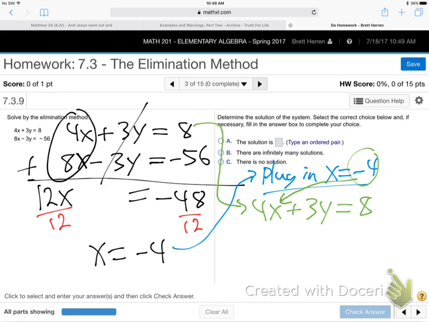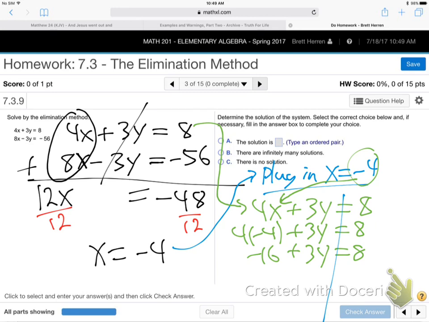Is that good? Plug in that negative 4. What do we got? Negative 16 plus 3y is 8. So here's y saying I want to be alone, right? We're good here, so just add the 16 to both sides. And so then we get what? 3y is 24.